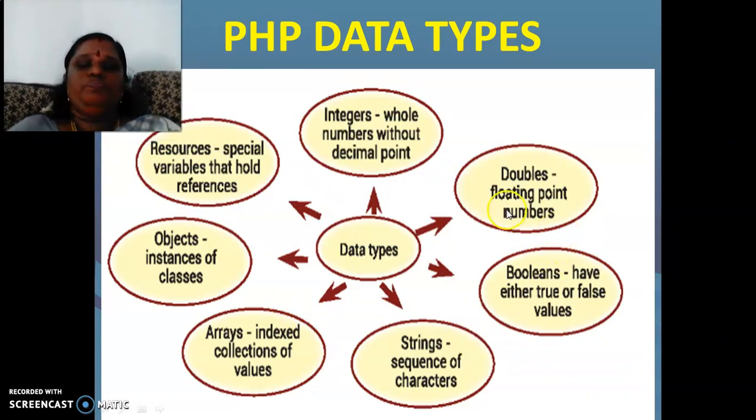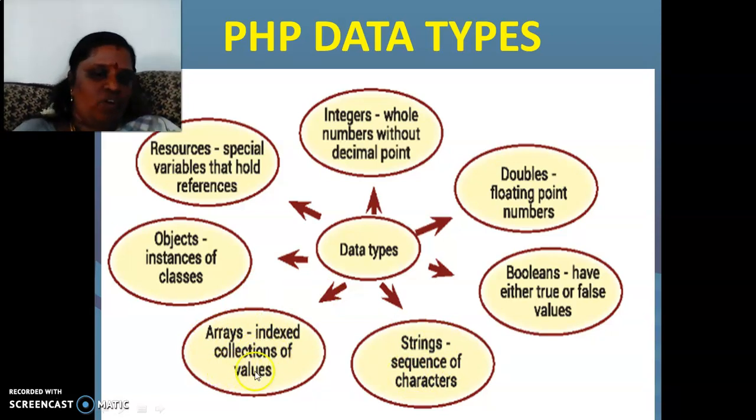What is meant by an integer? Integer is a whole number without a decimal point. Double is a floating point number, that is, point numbers like 1.4, 2.4. So integer is without a decimal point, double is with a decimal point, and boolean is either true or false, with values 0 or 1. Strings are a sequence of characters. Like N-A-M-E, name together is called a string.